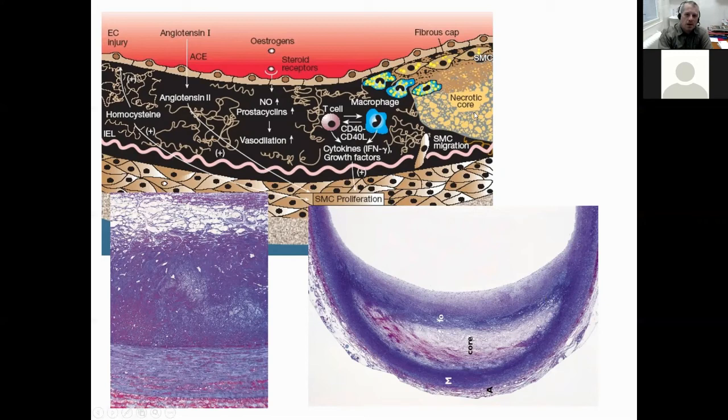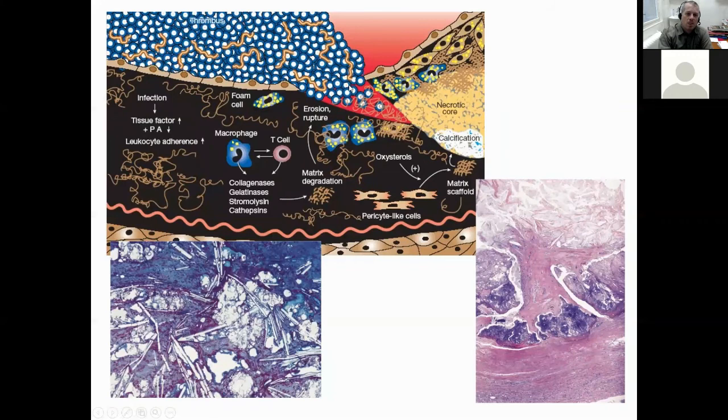And this is already a very fragile structure that grows over years and decades, but when it ruptures, it can obliterate the blood vessel in seconds, and that could kill us if this would be a formation of a thrombus in a coronary artery or in one of the brain arteries. That's really, really dangerous.